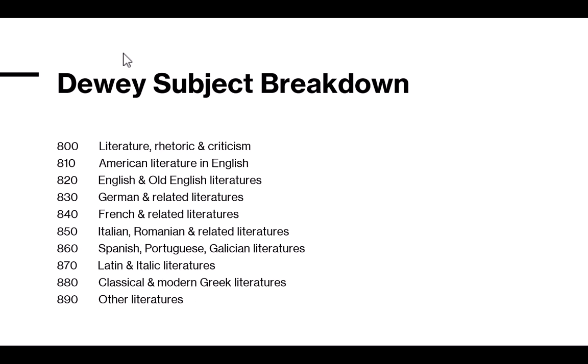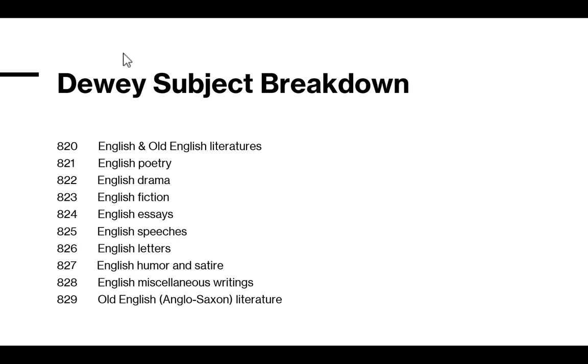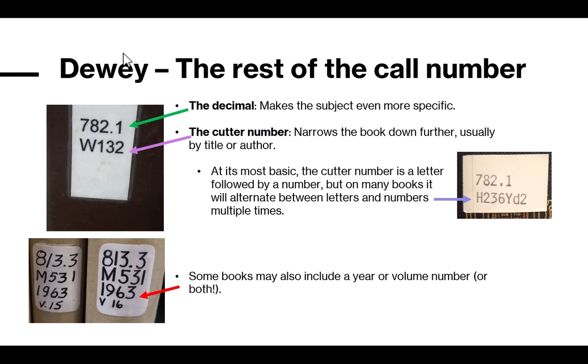Within each one of those 100 blocks, you can break it down further by 10. So for example, this is the 800s, literature, and you can see that it's broken down by region of the world. Finally, it breaks down into the ones place, and you can see this is specifically English literature, and each ones place indicates a different aspect of that.